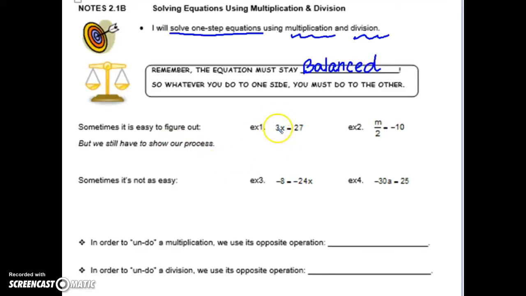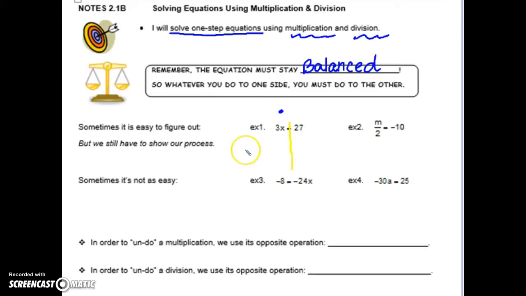Right now, this is saying 3 times x. Anytime it's right next to each other like that, that means multiplication. So 3 times x is equal to 27. So you might ask yourself the question, 3 times what would be 27? Some of you might be able to know that without doing any work. But the process is very similar to what we did previously. We're going to draw our balance bar down that equation, and we're going to try to get x by itself.